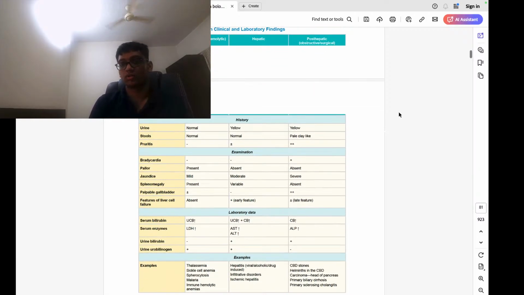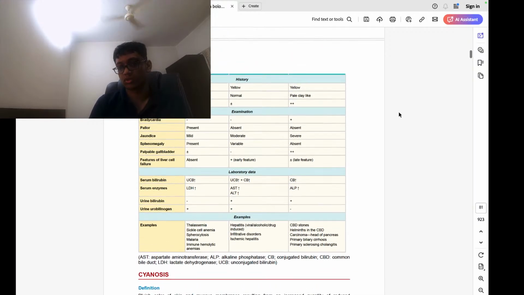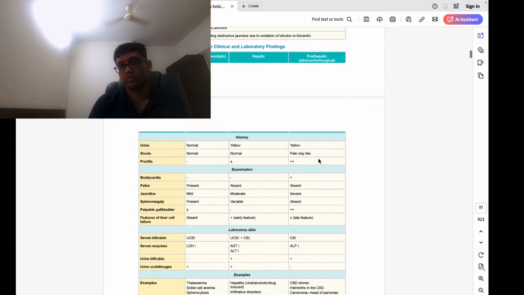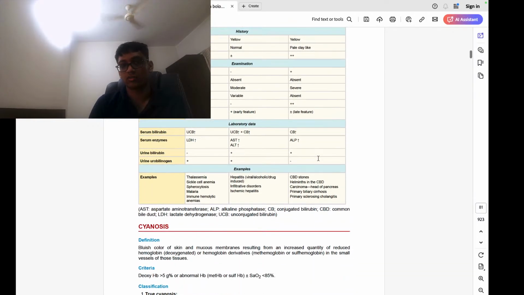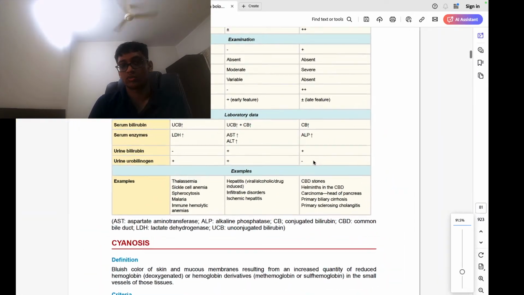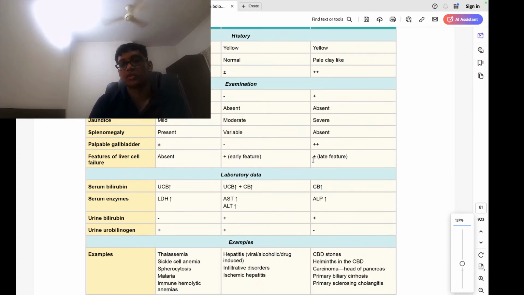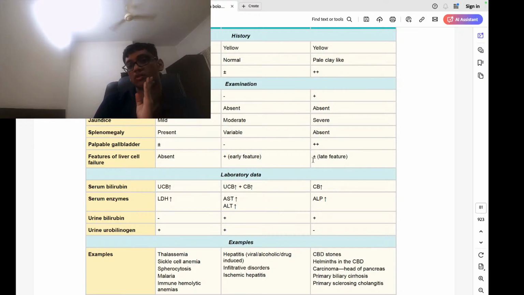Then you have the most important table for the entirety of jaundice. This is pre-hepatic, hepatic, post-hepatic, obstructive and all. So it is differentiating the jaundice. With this we have history. In pre-hepatic, the history of urine and stools is normal.